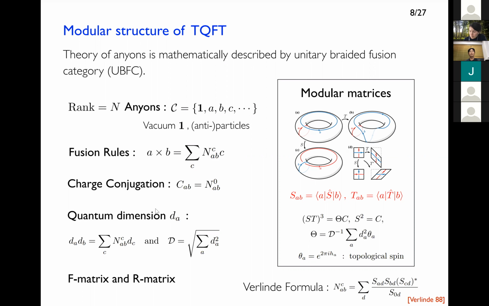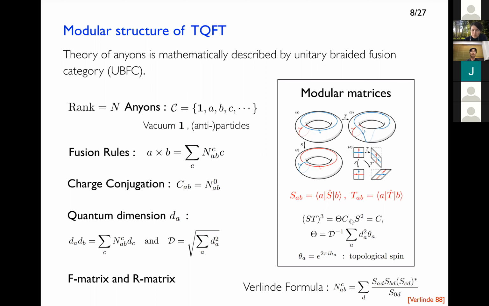Arbitrary braidings of multiple anyons can be obtained from the so-called F and R matrices. A UBFC is also characterized by its modular structure, including S and T operators. S and T operators are generators of the modular group acting on the Hilbert space of the ground states on a torus. Here, S is the action exchanging the A and B cycles of the torus, and T is the Dehn twist. The corresponding S and T matrices are unitary matrices satisfying the following modular relations.